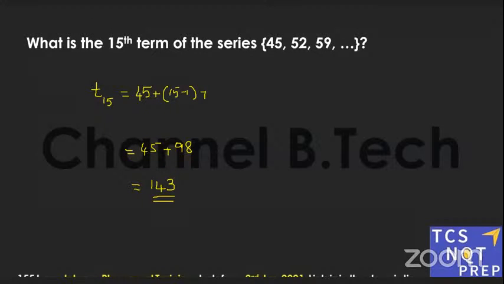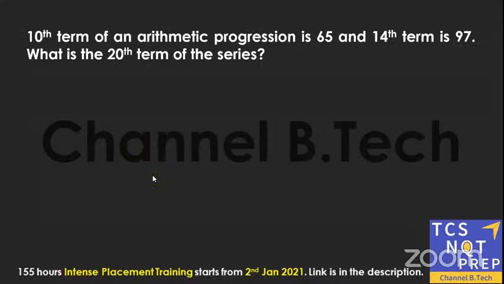All right. Let us see the next question. Very good, Rupal. Kashish, very good. Let us see the next one. 10th term of an arithmetic progression is 65. 14th term is 97. So I will explain to you the bookish way, and also I will give you the shortcut for this.